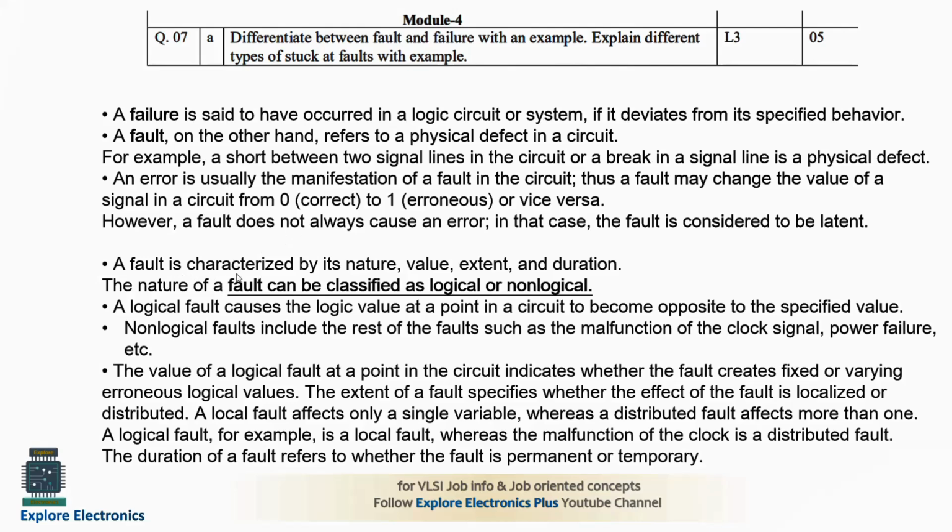So the nature of a fault can be classified as logical or non-logical. Here they ask to explain different types of stuck-at faults. So there are two types first, logical and non-logical. A logical fault causes the logic value at a point in a circuit to become opposite to the specified value, as I said here. Non-logical faults indicate the rest of the faults, such as malfunction of the clock signal, power failure, etc., and will be called non-logical. As the name says, logical in the sense the logic value will be changed, and non-logical in the sense it is not with respect to the logical value. You can also read the explanation over here for more explanation.